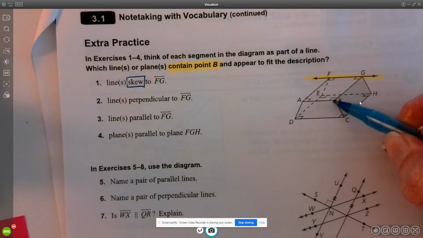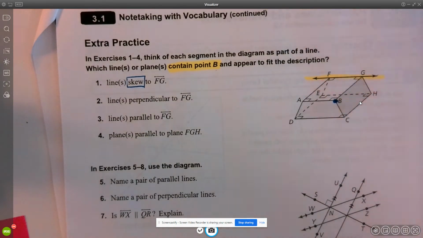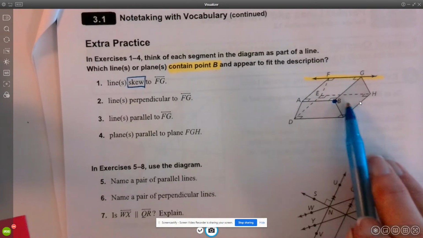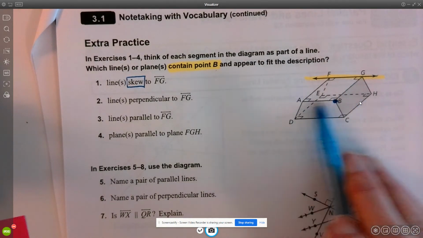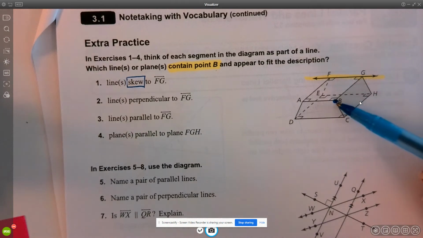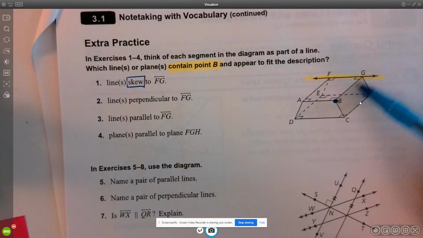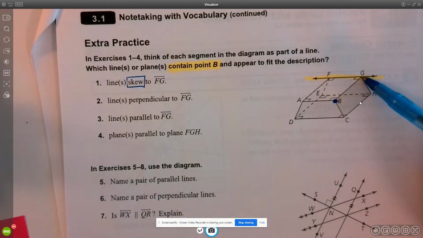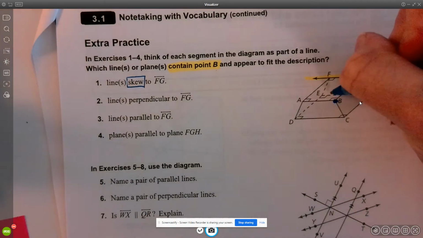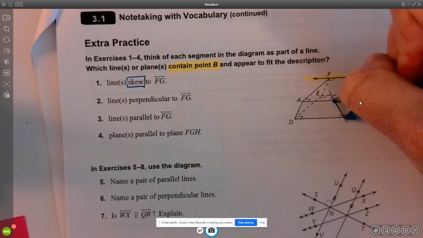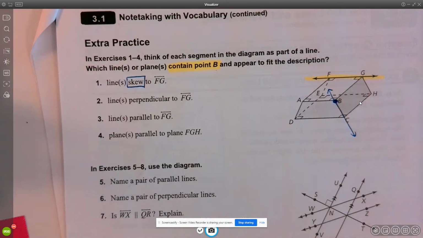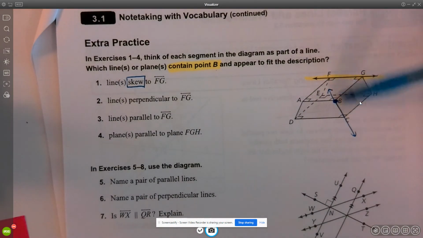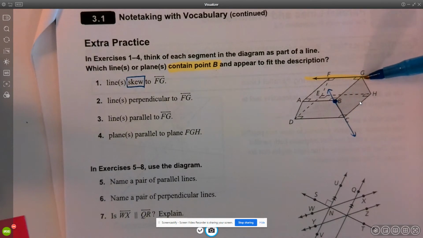So I'm thinking all the lines that point B is on, there's line AB, but AB is parallel, so that's not going to work. Line BG is not going to work because it touches line FG, so that means it would not be skew. The only one I see, because it's on a completely different plane, is line BC. This will never cross line FG.